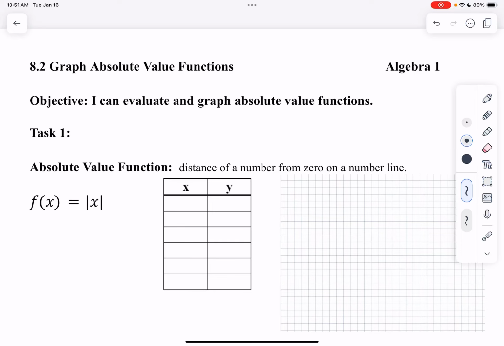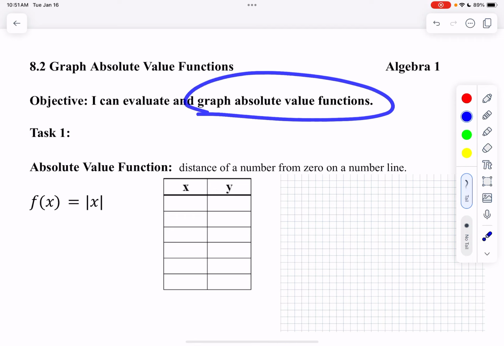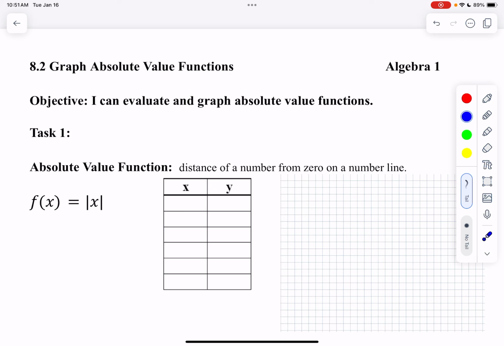Today we are going to be graphing absolute value functions. So our objective for today is going to be able to graph absolute value functions and evaluate them. Okay, so first we need to know what an absolute value function is.